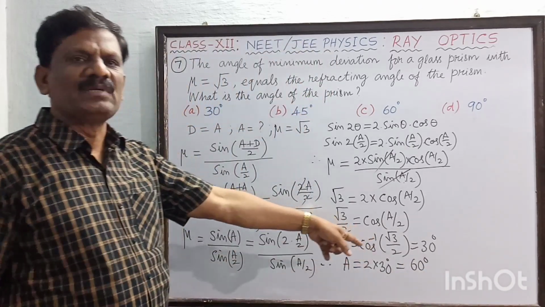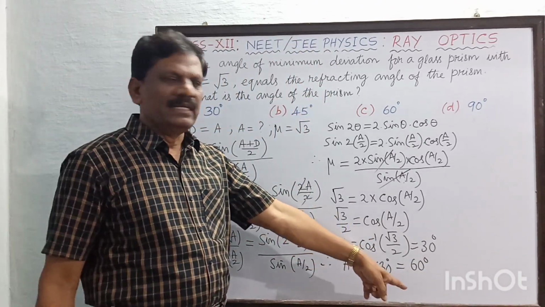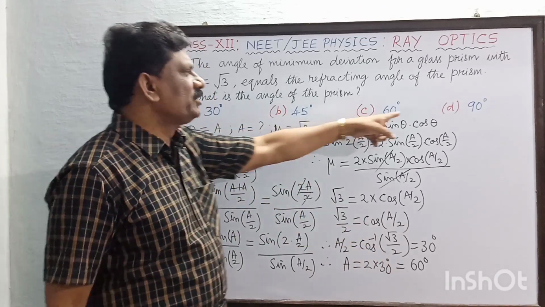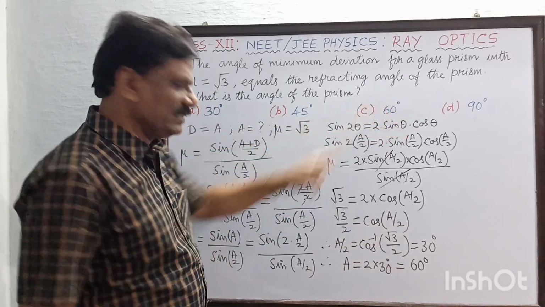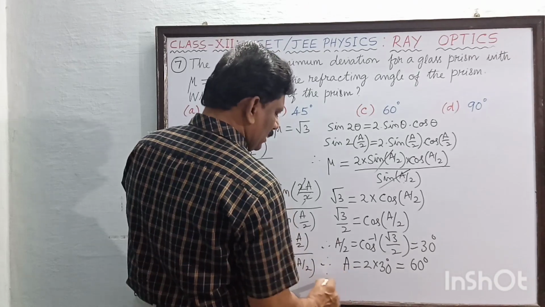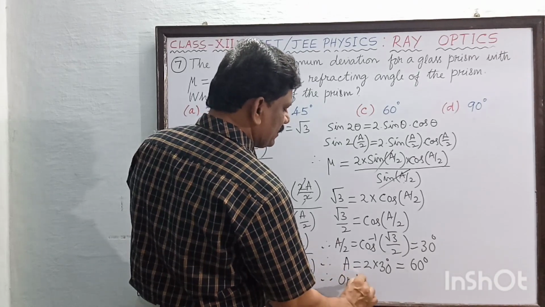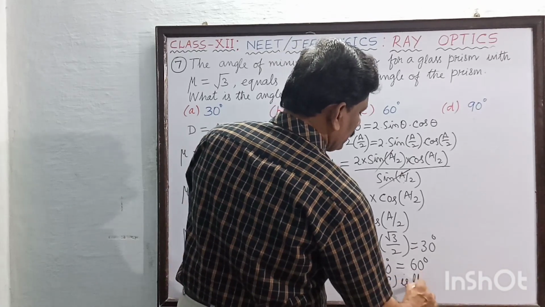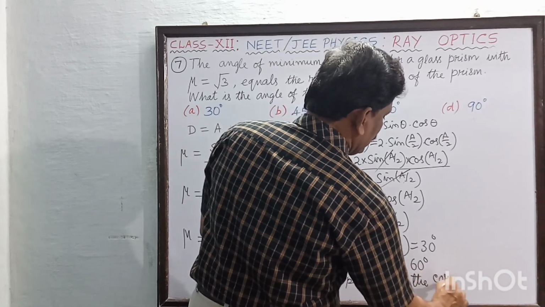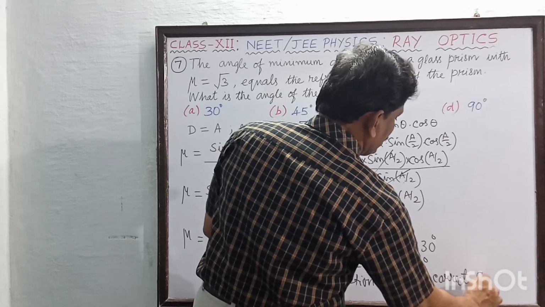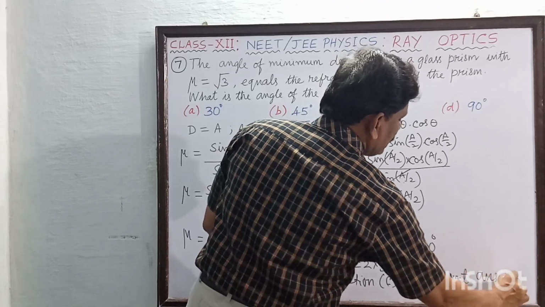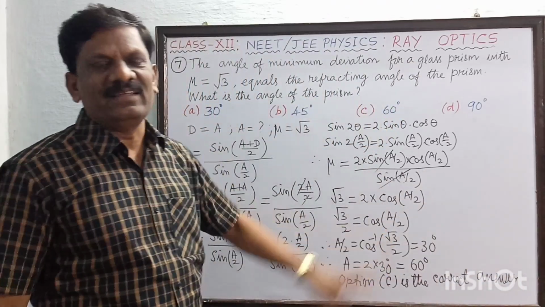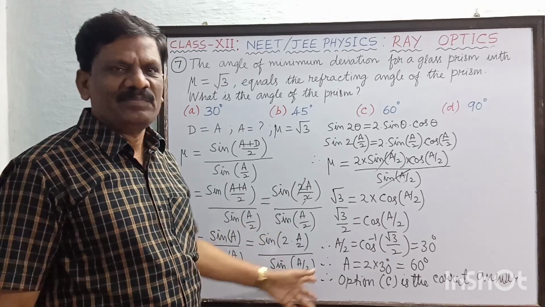The angle of the prism must be equal to what? 60 degrees. So which is the option you see here? Option C is the right answer. Is it not? So option C is the correct answer. So we have found that the angle of the prism A is equal to 60 degrees. Understood? Very simple only.